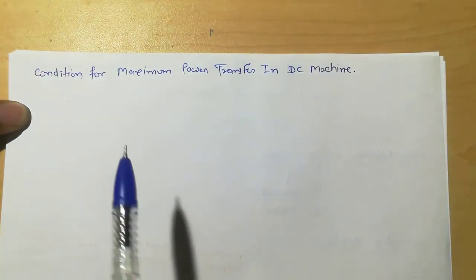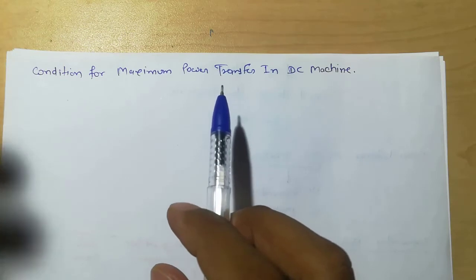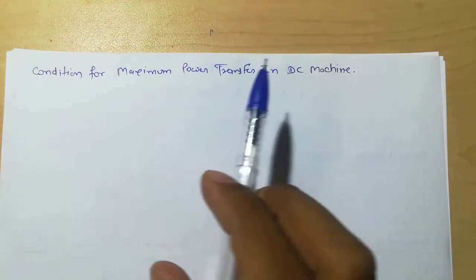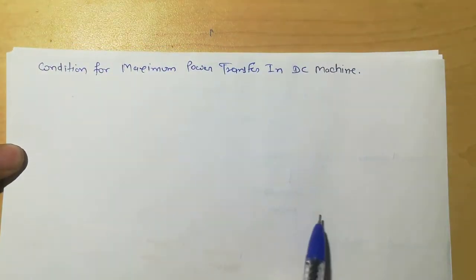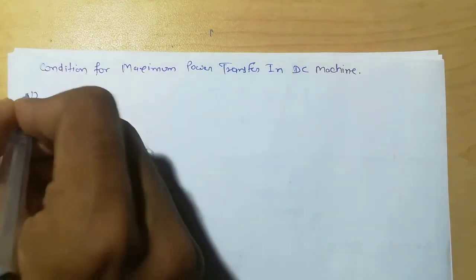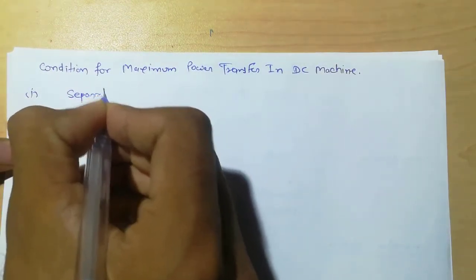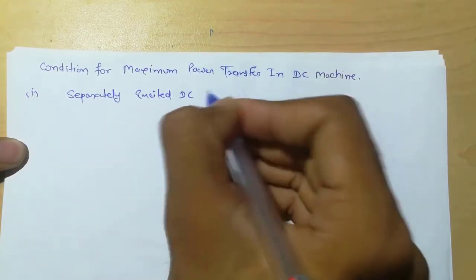Okay, so here we will find the condition for maximum power transfer in a DC machine. To understand this condition, we will take an example of a separately excited DC generator.